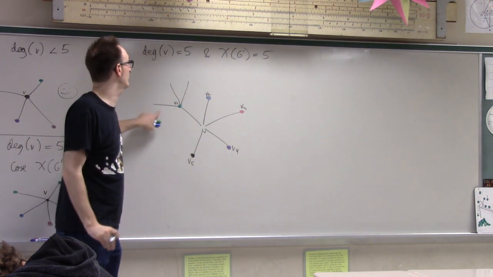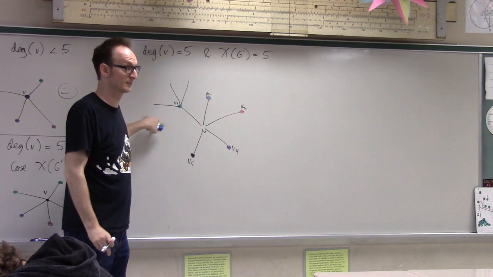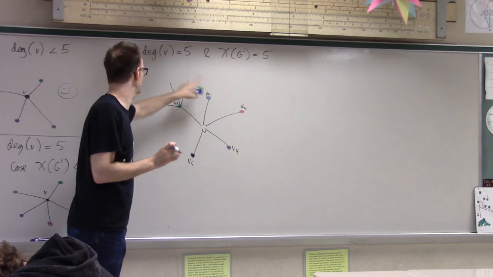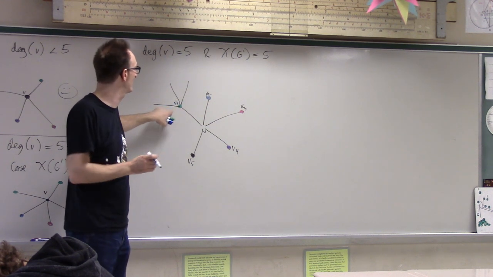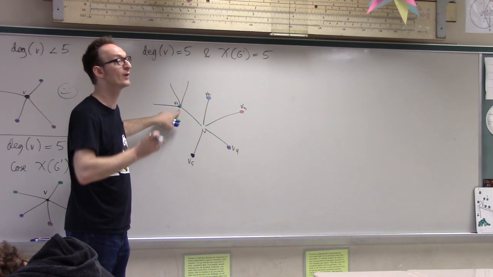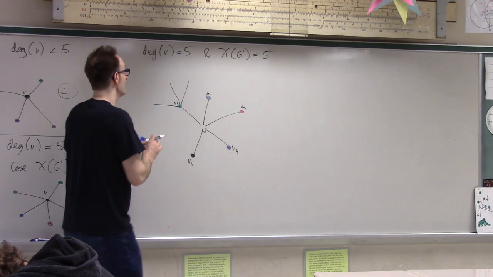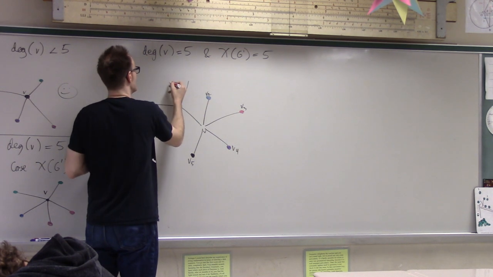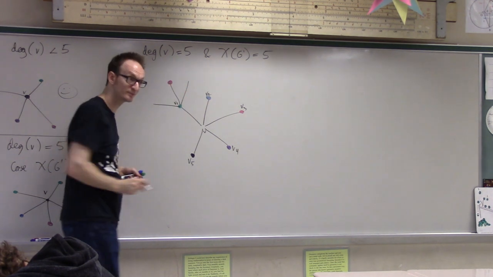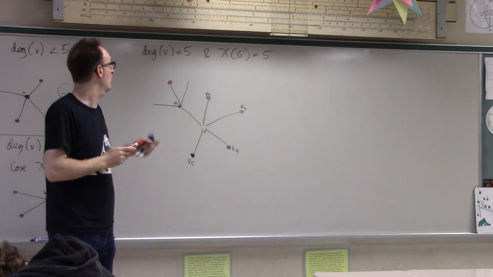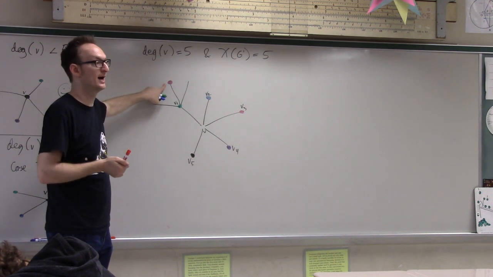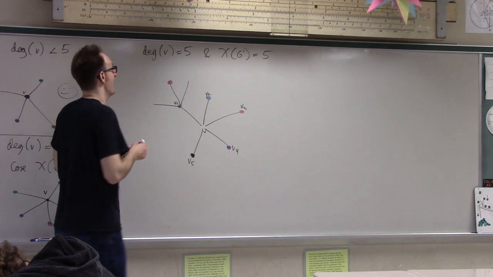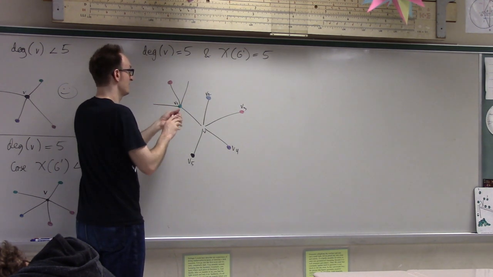And it's possible that none of them are colored red in the G prime 5 coloring. If none of the vertices adjacent to V1 are colored red, stop. But if there is a vertex adjacent to V1 which is colored red, then take your walk there. Now, once you get to this red vertex, look at all the vertices which are adjacent to this red vertex, and there may be many of them.